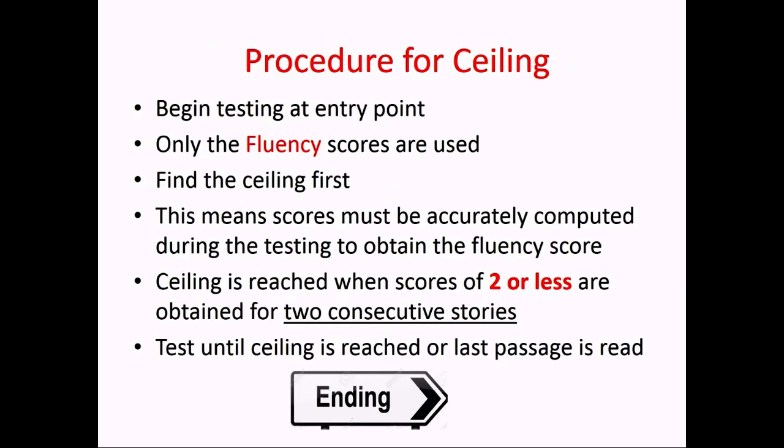So let's go over the ceiling in a little more detail. You begin testing at your entry point, and that was what the appropriate entry level was for your child's grade level. Remember, only the fluency scores are going to be used, so you're going to calculate the fluency scores for each one of the passages and find the ceiling first. It's reached when scores of 2 or less are obtained for 2 consecutive stories.